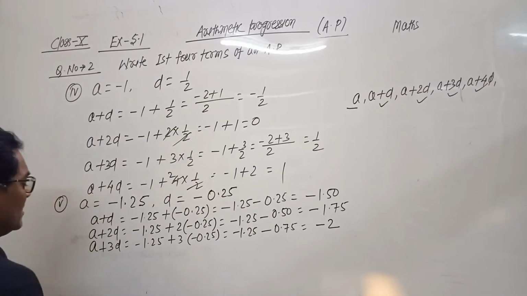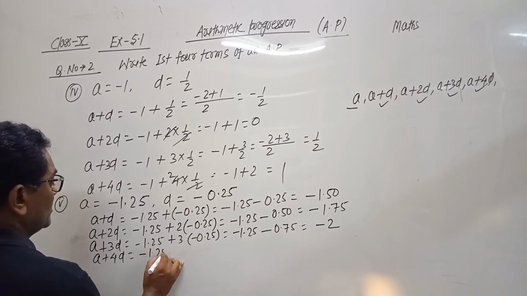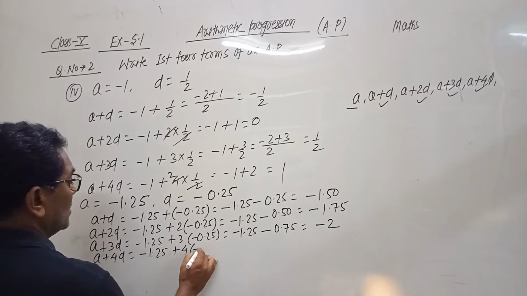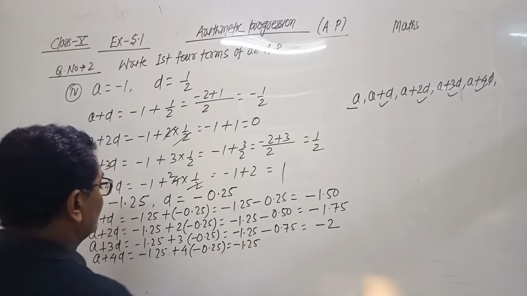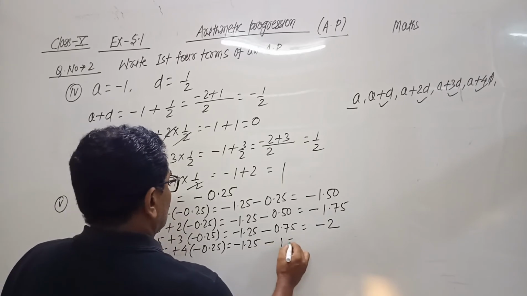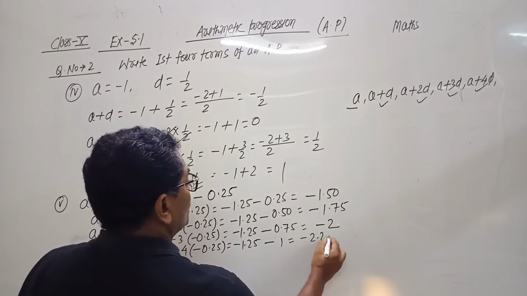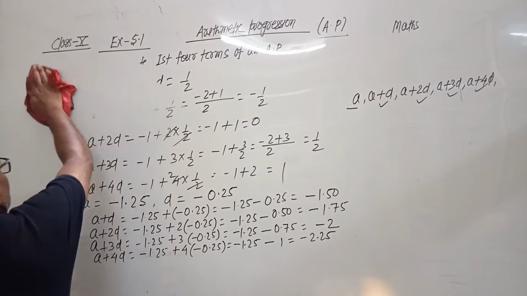The fourth term, A plus 4D: minus 1.25 plus 4 into minus 0.25. So minus 1.25 and 4 into 0.25 is 1. This gives minus 2.25. So this is the way to find the terms: 2 terms, 3 terms, 4 terms. So many terms we can calculate in this way.